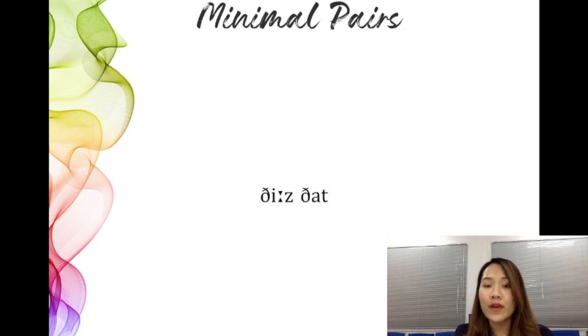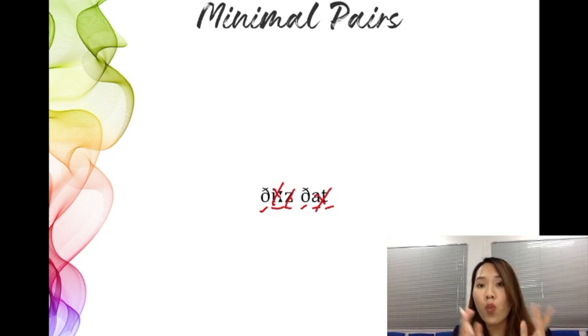However, can you tell me whether this one is a minimal pair or not? The words this and that. This and that isn't a minimal pair. If you see the transcription, the vowel and the final consonant are different. So it cannot be a minimal pair since it's different at more than one single point.